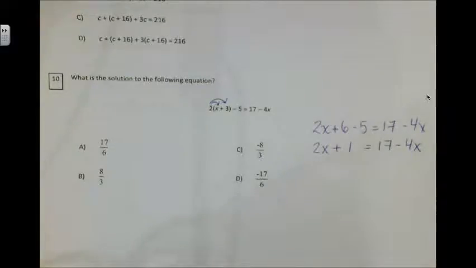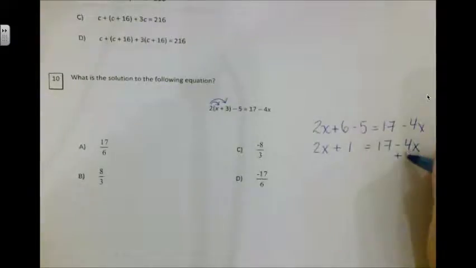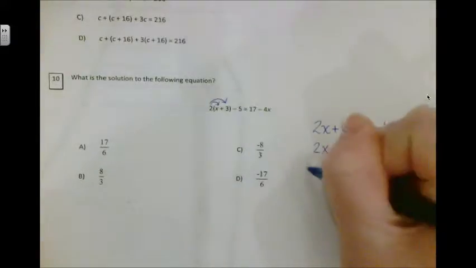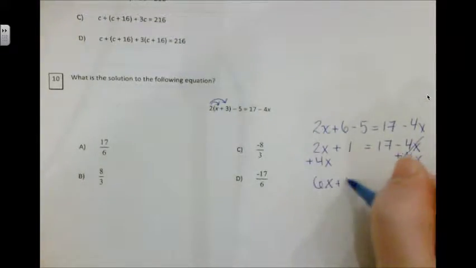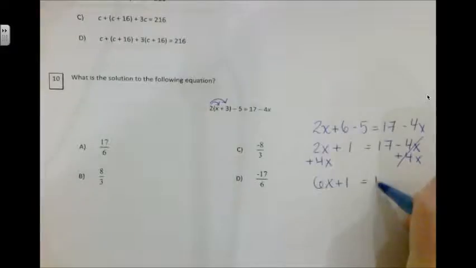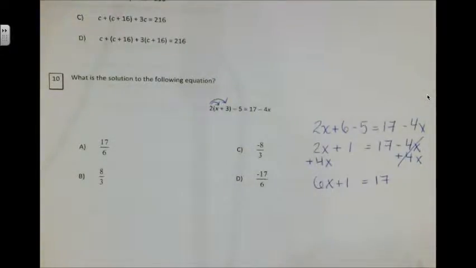I know that you guys prefer to bring all of the x's to the left because you find it's easier, but it would give you exactly the same answer if you put them on the right. So since this is a negative 4x, I'm going to do plus 4x. So this becomes 6x, this will go away. So 6x plus 1 equals 17. If you feel comfortable doing both of these steps in one shot, that's no problem.